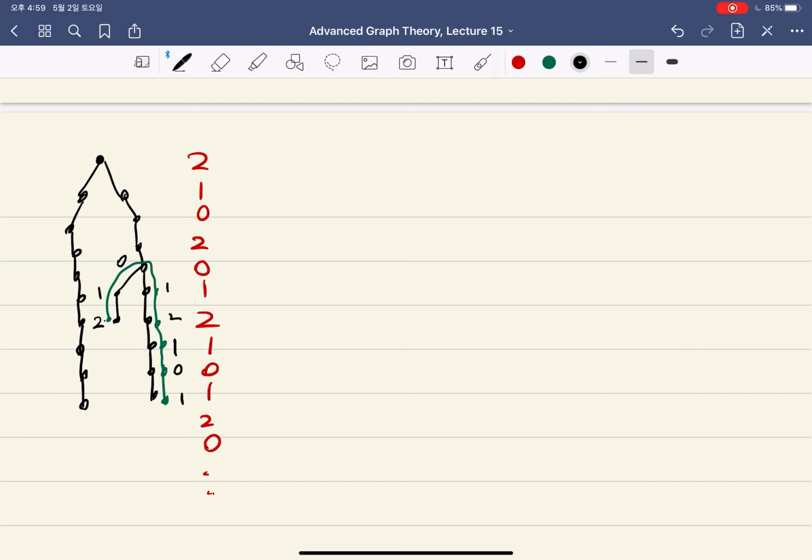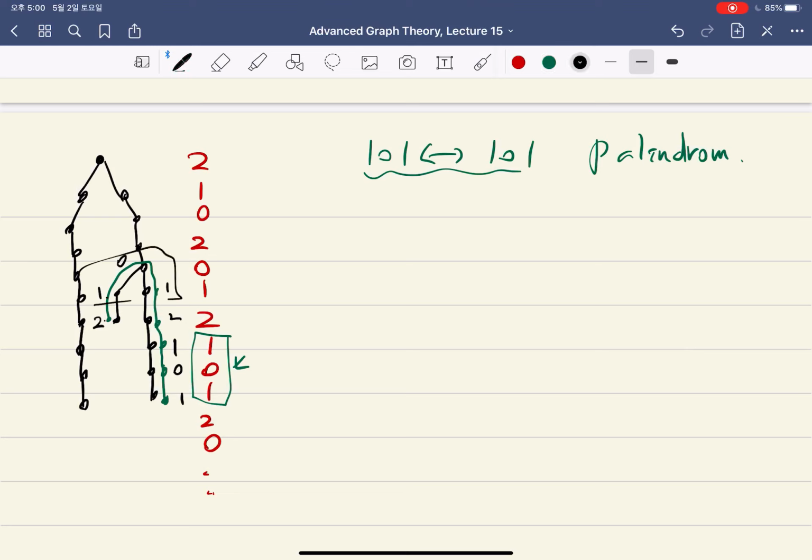And why do we have repetition here? It's essentially because here we have 101. 101 is also 101 once you flip it over. So such a thing is called a palindrome. And we have this 101, and then this pattern here is 101. So because of this palindrome in this sequence, that's the essential reason why we have a repetition in this path.